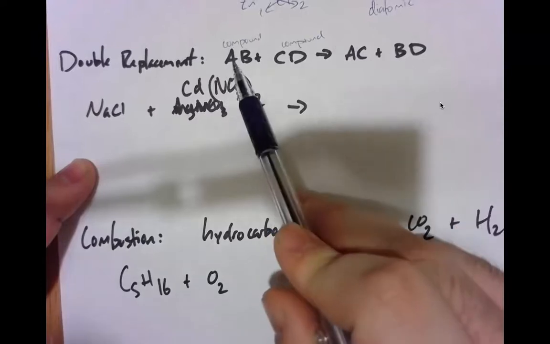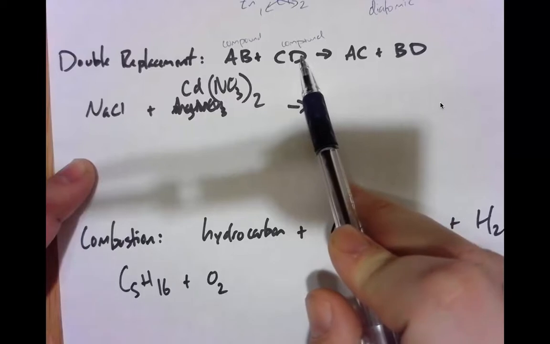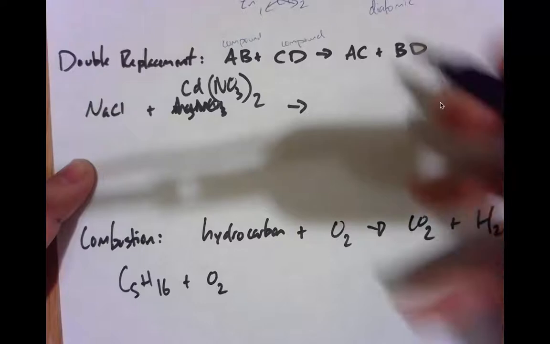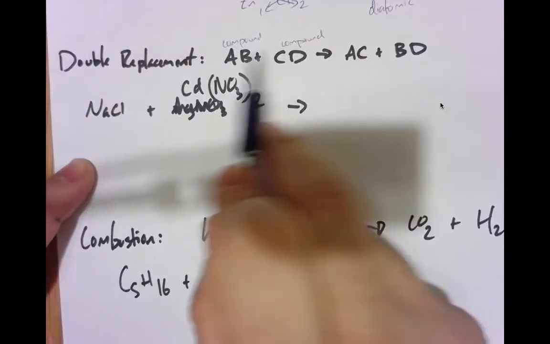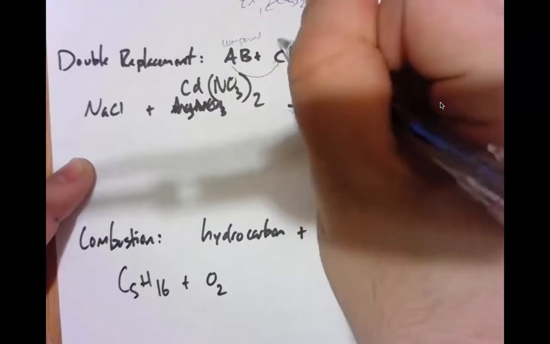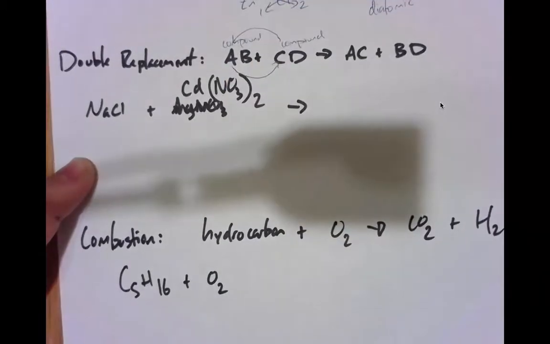In a double replacement reaction, it's AB, which is a compound, plus CD, another compound, which yields AC and BD. So this is really, really similar to single replacement, except this time we have 2 compounds. So again, 2 elements will trade places. Remember, in a double replacement reaction, it's always the positive elements that trade places. So we need to go through and identify the charges.